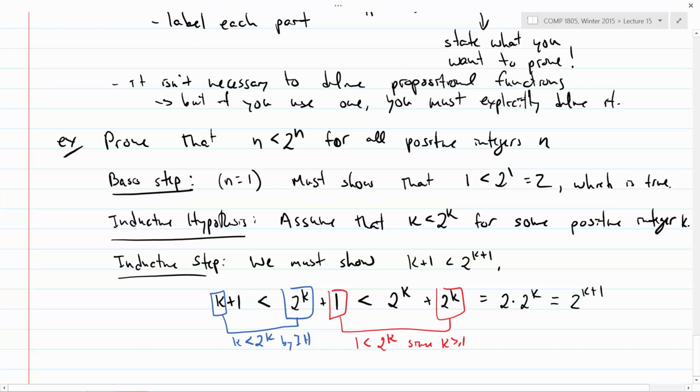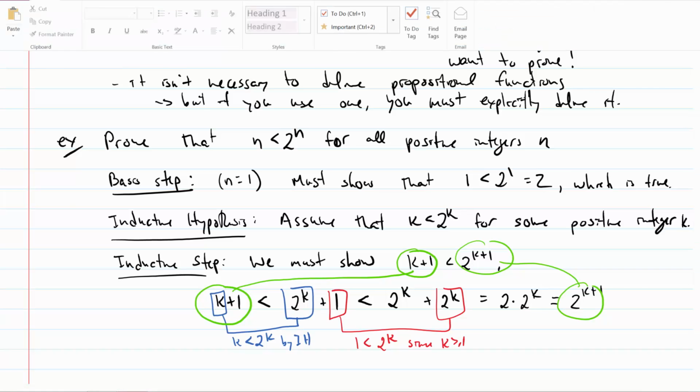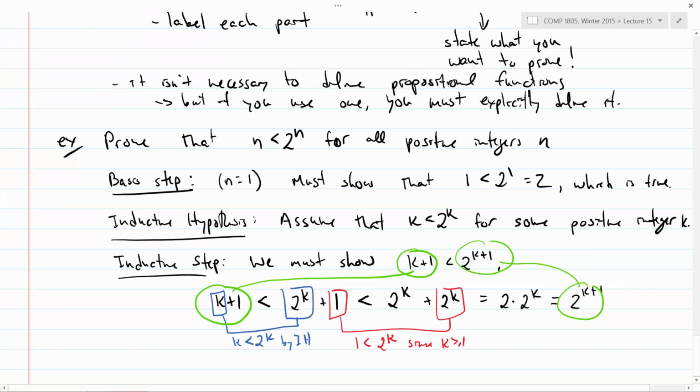So without wanting to belabor that too much, this thing here is this. This thing here is this. So that's how you prove an inequality is true. You start at one side, you work your way to the other side. What you absolutely cannot do is assume that this is true. So if you write down k plus 1 is less than 2 to the k plus 1, and then start doing things to that inequality, that's not a proof.